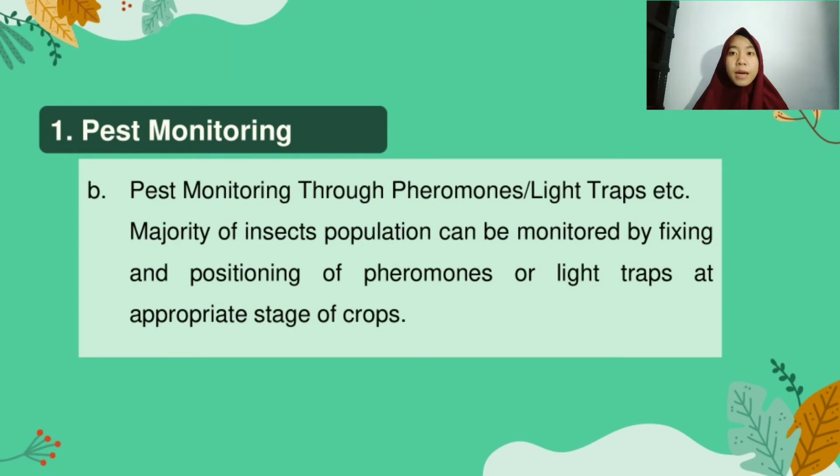Pest monitoring part 2. B. Pest monitoring through pheromone or light trap. The majority of insect population can be monitored by fixing and positioning of pheromone or light traps at the appropriate stage of the crop.